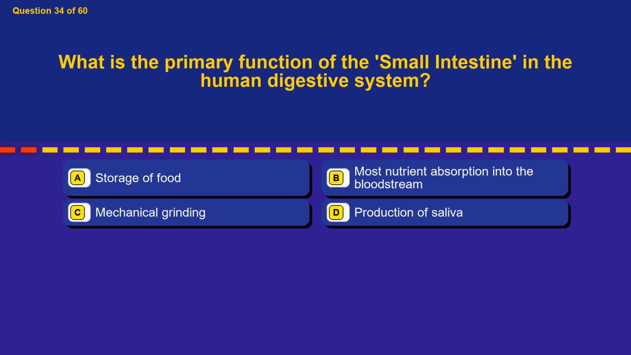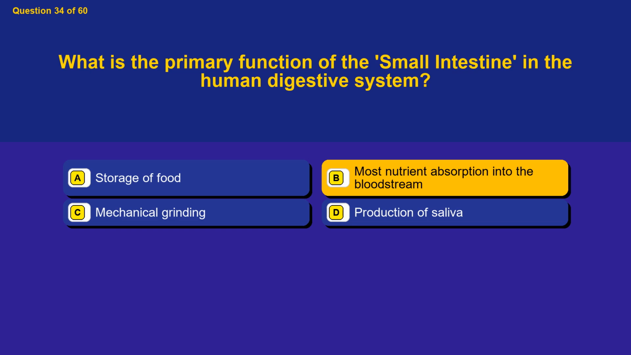Question 34. What is the primary function of the small intestine in the human digestive system? Option A, storage of food. Option B, most nutrient absorption into the bloodstream. Option C, mechanical grinding. Option D, production of saliva.